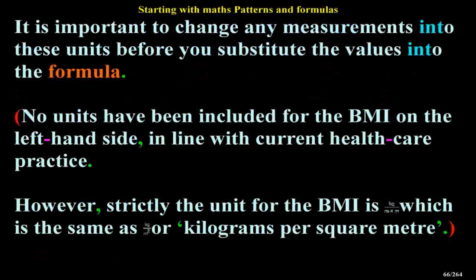It is important to change any measurements into these units before you substitute the values into the formula. No units have been included for the BMI on the left-hand side, in line with current healthcare practice. However, strictly the unit for the BMI is kg/m², which is the same as kg per m², or kilograms per square meter.